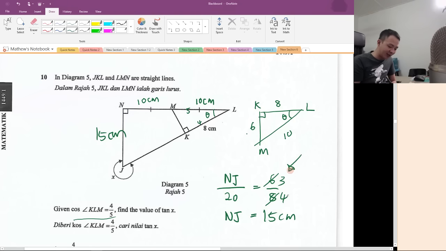If you have no idea, this is a comparing method. I'm just using their ratio, and then I compare both sides. That means this side over this side will equal this side over this side. Alright, this is just the similar triangle comparing method.